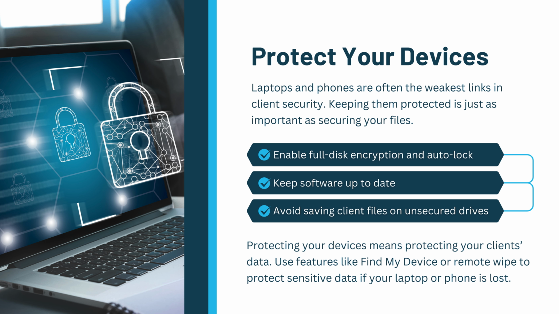Turn on full disk encryption so your files are unreadable if the device falls into the wrong hands. Use auto lock so your device secures itself when you step away. Keep your software up to date. Updates often contain important security fixes. Avoid saving client work on public or shared computers. And enable tools like Find My Device or Remote Wipe before you ever need them. These safeguards work quietly in the background, but they provide strong protection and help ensure that a lost or stolen device doesn't turn into a major incident.